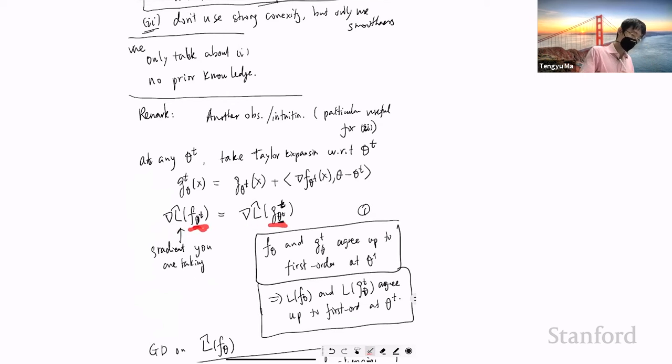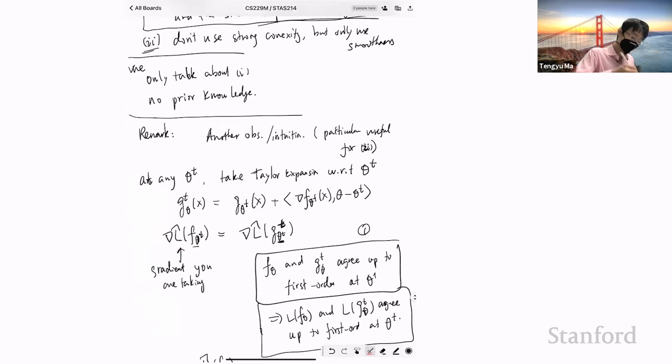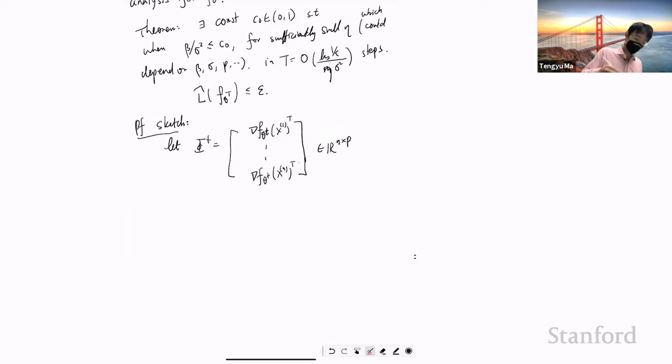These two things agree at this point up to first order. So that's why, even when you compose with a loss function, up to first order they still agree. And here you can even see that explicitly.